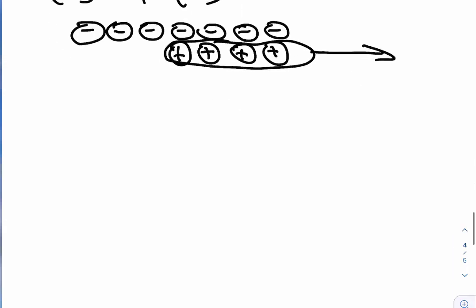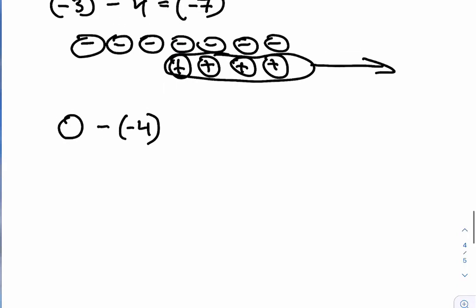I just thought of one extra one. Let's try this one. 0 subtract -4. Sometimes these ones get confusing. So I draw my first integer, which is 0. Okay, so I have nothing. So from what I have, I need to remove -4. So again, I'm now going to bring in 0 pairs, because that will still equal 0.